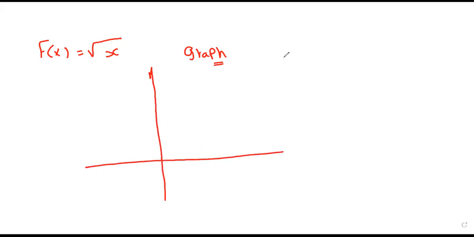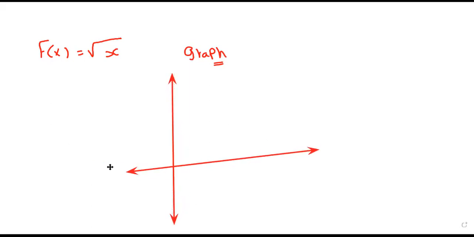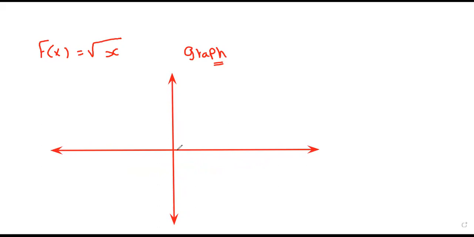So f of 0 equals the square root of 0, which is 0. And f of 1 equals 1. f of 4 equals 2. And f of 9 equals 3. What do you notice? We notice that this graph takes this form, this shape. This graph is going up from 0, starting from 0.